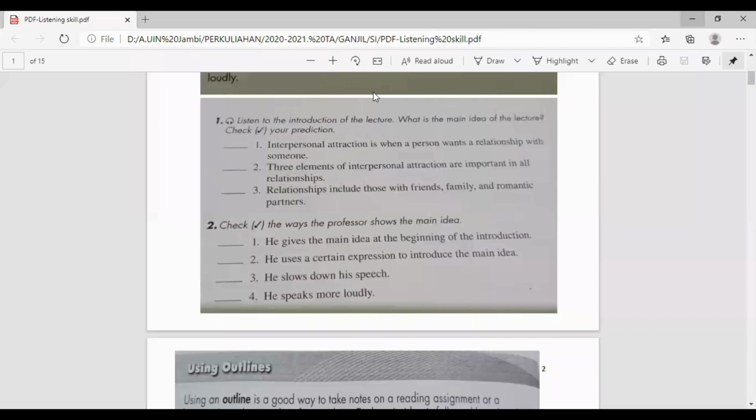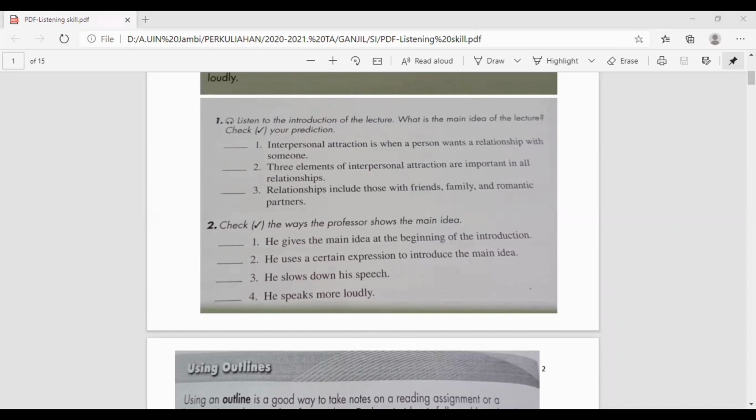All right, so now let's do the practice first. Please listen to the introduction of the lecture. What do you think is the main idea of the lecture? You can check your prediction. Make your prediction first. So you're going to a lecture, and then try to identify the main idea of the lecture. There are two questions here. Are you ready, guys?